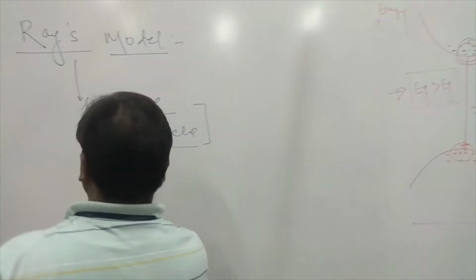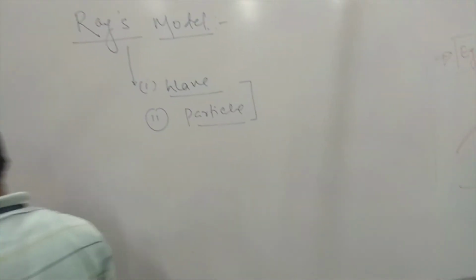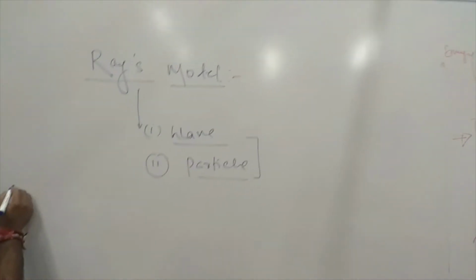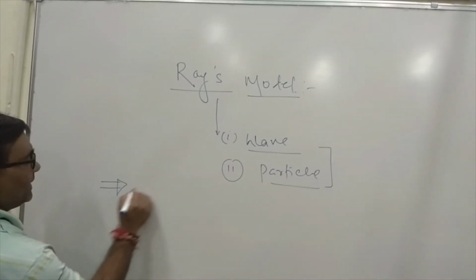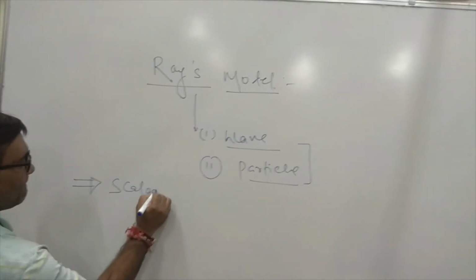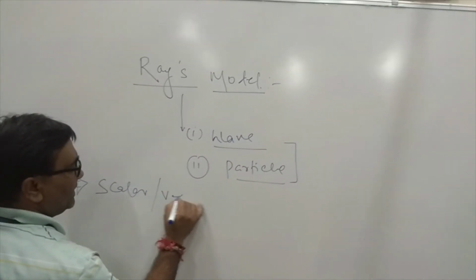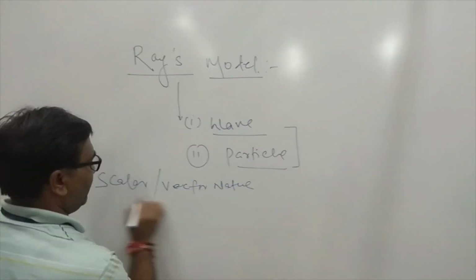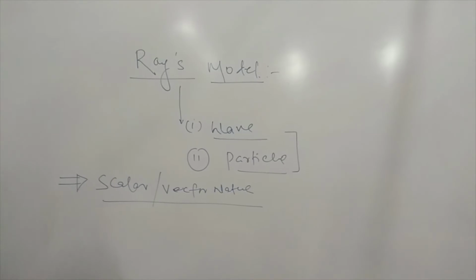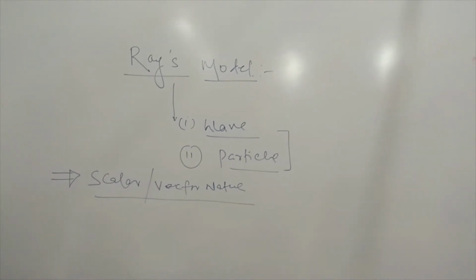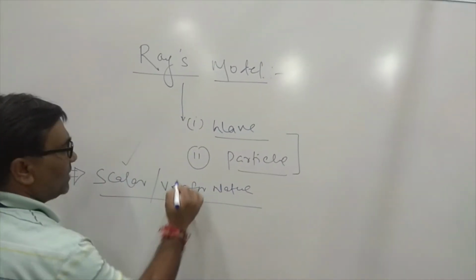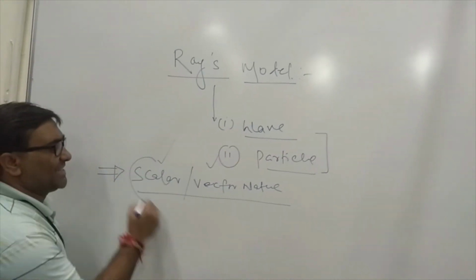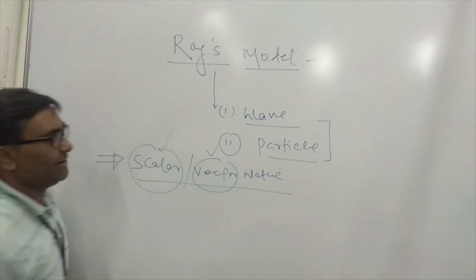Right. And if the nature is associated with the wave and particle, it is also associated with scalar and vector nature, right? So wave nature is maybe a scalar or vector nature. So, as a simple question, I want to ask you how you can tell this scalar nature or vector nature associated with light, right?